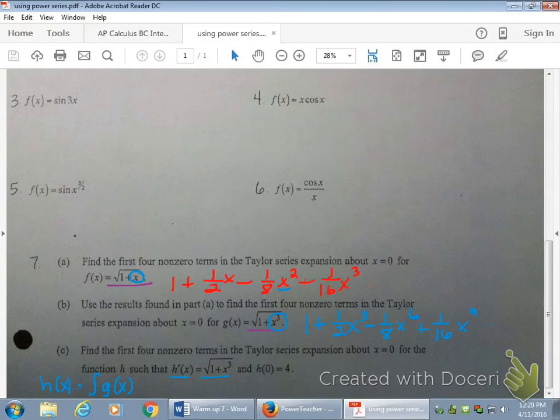Okay, so we need to find the antiderivative. All right, so the antiderivative, just do each piece. The antiderivative of 1 is x. The antiderivative of 1/2 x to the third, I'm adding 1 and dividing by it, so it would be 1/8 x to the 4th. The next one, okay, add 1 is to the 7th, divide by it, so it would be 1 over 56 x to the 7th. Add 1 to the 9th, so it would be x to the 10th, so it would be 1 over 160 x to the 10th.